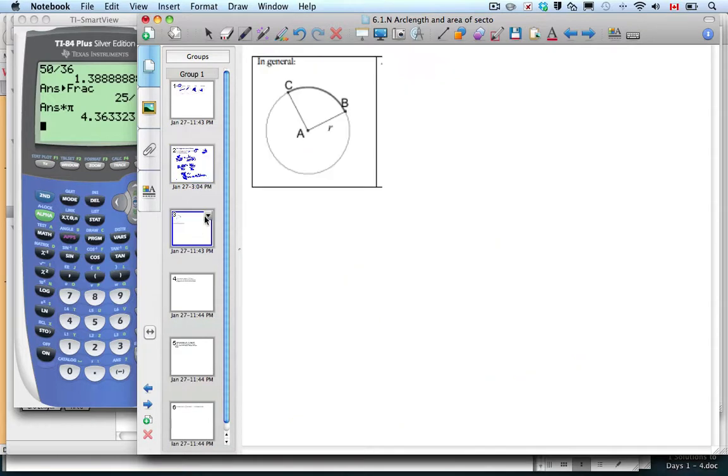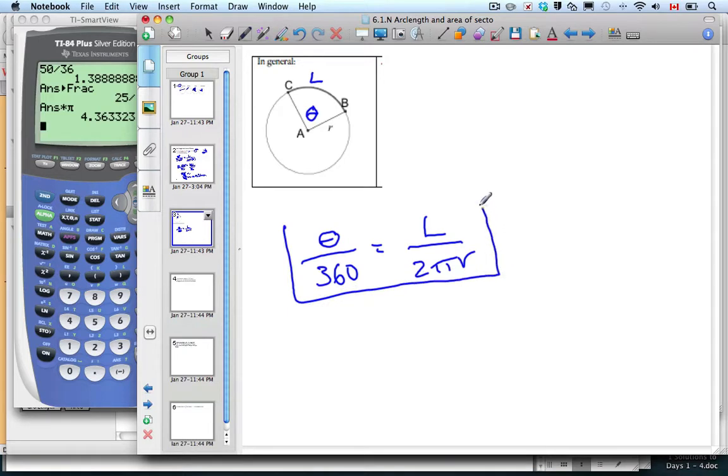So, to generalize this formula, if I call this angle theta, and I'm looking for the arc CB, which I'll call L, I take the angle part of the circle over the entire circle. So part to whole, equal to L, the part of the length, the arc length, over the whole, which is 2 pi r. Here is your formula to find arc length.